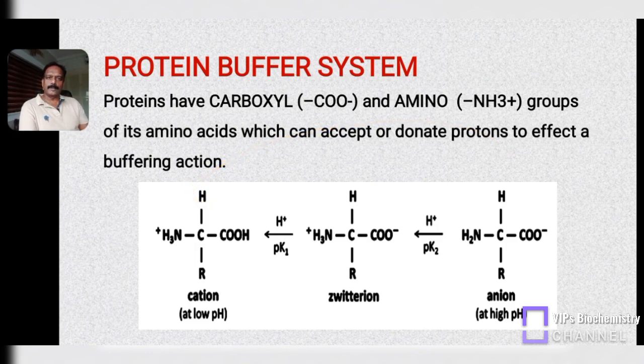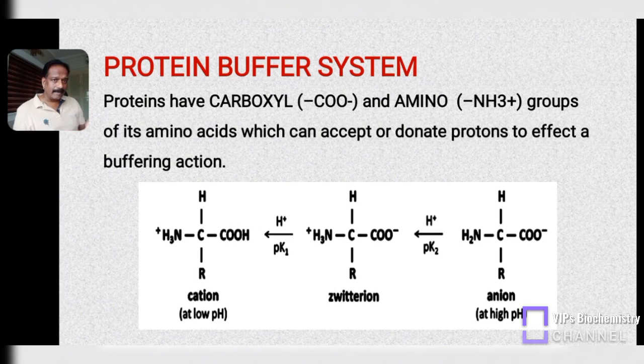Now we move over to the protein buffer system. Proteins have so many amino acids in them, and the buffering capacity of protein depends on the ionization of amino acids in it. Like you can see here, the zwitterion form of an amino acid. In acidic medium, the zwitterion can accept, here the COO minus can accept an H+ and becomes COOH, like here.